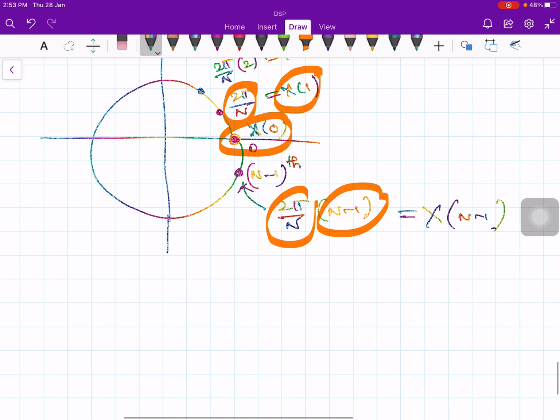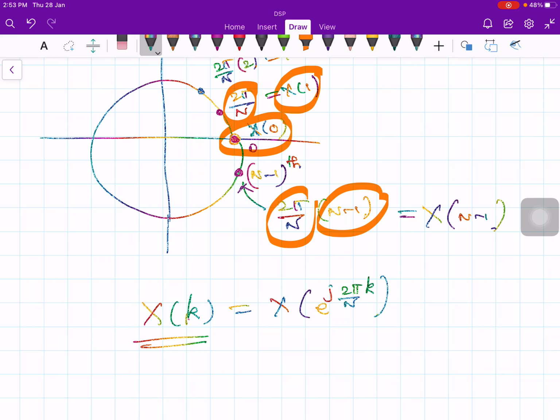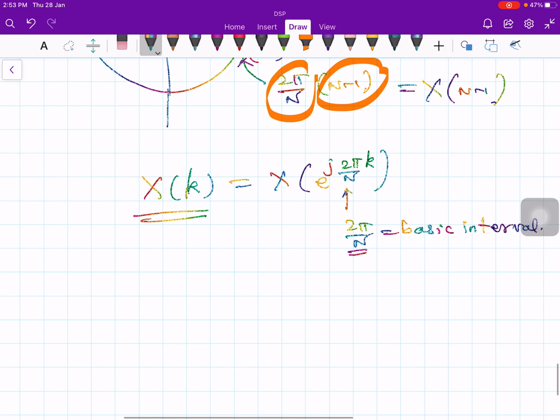So this picture defines the DFT, discrete Fourier transform. In other words, our definition of DFT is X of k, and this symbol is used for X of e to the j 2 pi k divided by N. And what is this 2 pi by N? This 2 pi by N is the basic interval of the sampling. Between two consecutive samples, the interval length is 2 pi by capital N, and then you multiply by k, k times that. So this is what we are defining for DFT.